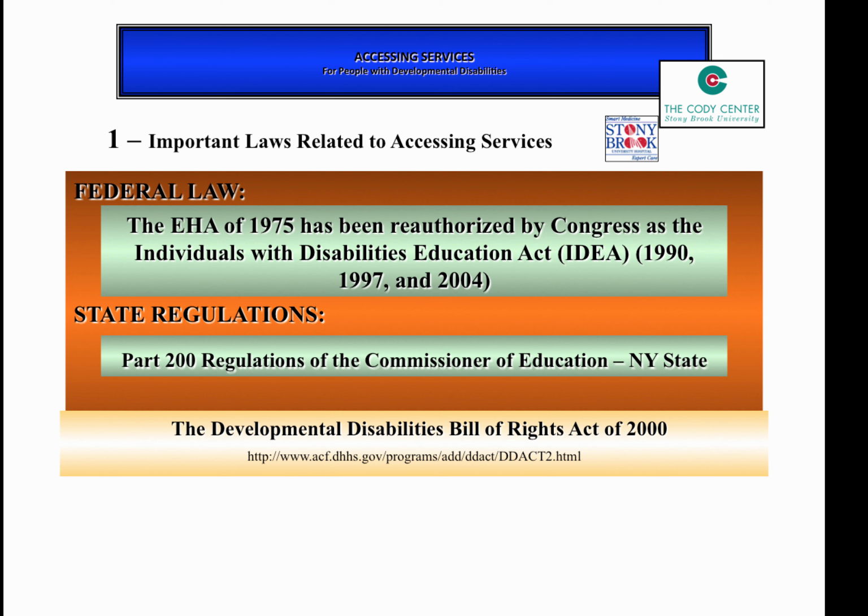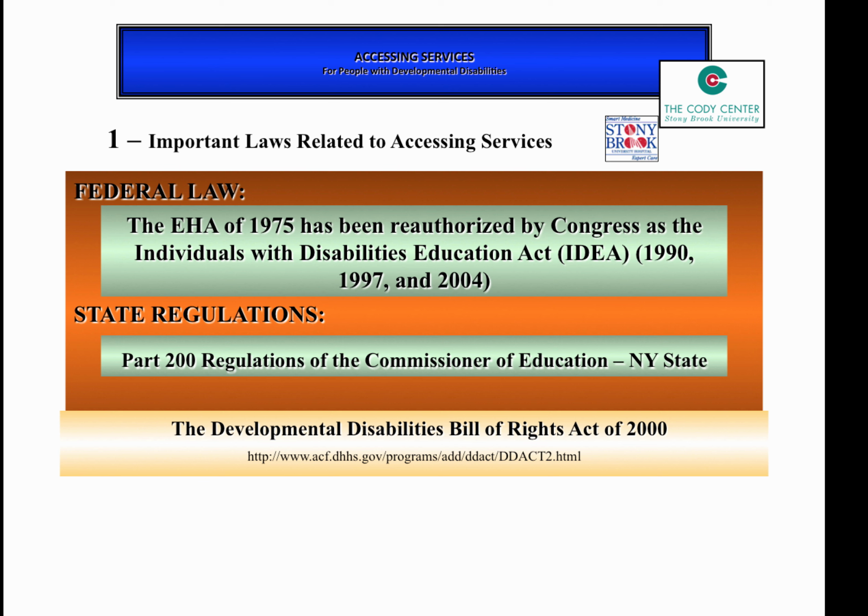So basically, the Individuals with Disabilities Education Act provides the basic floor of opportunity for children with disabilities, ages 3 to 21, throughout the United States. And our state regulations, the Part 200 regulations of the Commissioner of Education here in New York State, can provide more protection to our children if we so choose, but they can never provide less than IDEA. More about those laws will be provided next.